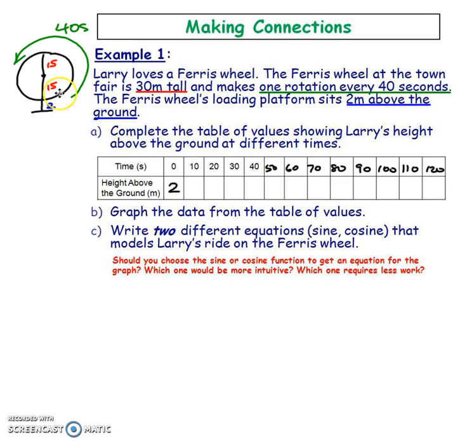At 10 seconds, you're now at the first quarter, and you are this far above the ground. So that is the 15 and the 2 together, which is 17 meters above the ground. 20 seconds means you're all the way at the top now, so you are 15, 15, and 2, which is 32 meters above the ground. Another 10 seconds, so now you're at 30 seconds, you're back to 17 meters above the ground, and then at the full circle of 40 seconds, you should be right where you began, which was 2 meters above the ground. Okay, so finishing off the rest of the table, you're just going to repeat those numbers again.